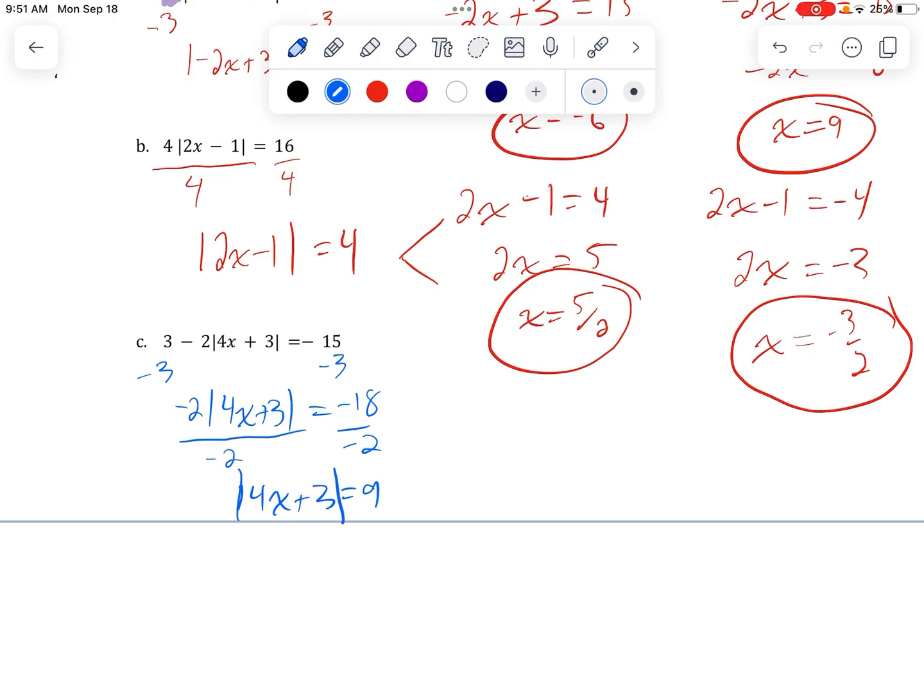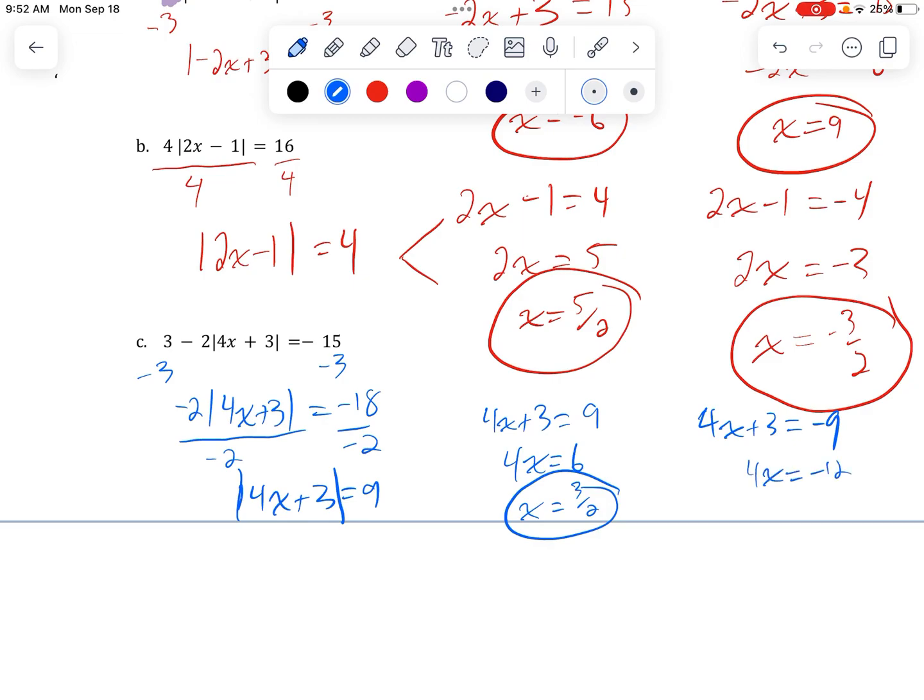Okay, now's the point where you set up your two equations. So 4x plus 3 equals 9. 4x plus 3 equals negative 9. Again, you're waiting until the absolute value is by itself to do that step. You get 4x equals 6. X equals 6 over 4, which is the same as 3 over 2. And then you get 4x equals negative 12. X equals negative 3. So really the only difference between solving an absolute value equation with a number outside and a regular one is just that you have to get that absolute value by itself first before setting up your two equations.